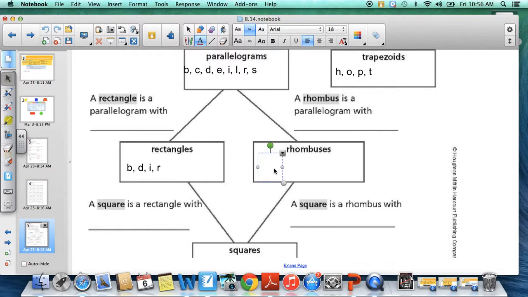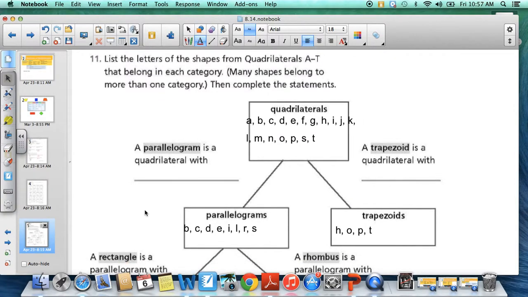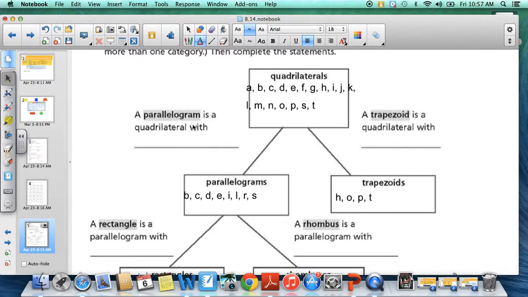Then we'll move on to rhombuses, which are diamonds also. B, E, L, and R. Those shapes are all rhombuses. And then, oh, I can't move down anymore, so I'm just going to write the squares right here. We have just B and R are also squares. So then let's go back up and let's complete each of these statements.